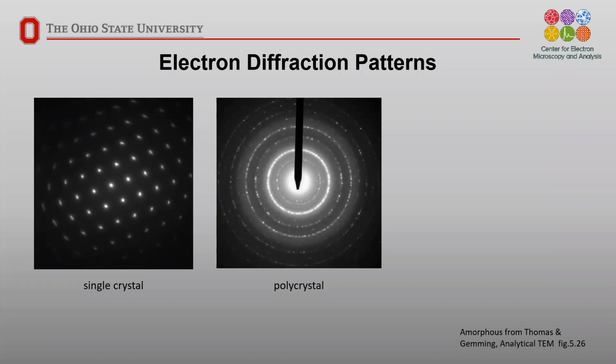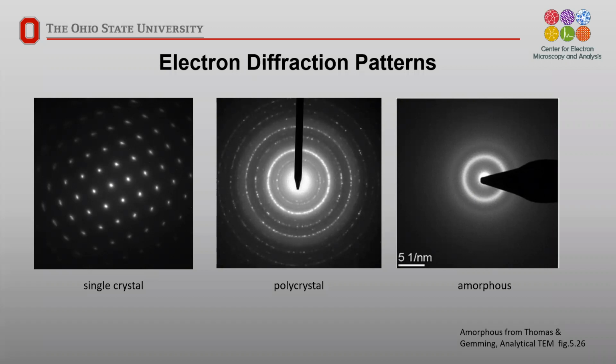And even amorphous materials will give what looks like a diffraction pattern due to the scattering, because you have a certain interatomic spacing that is preferred. And you will see that in the diffraction pattern.